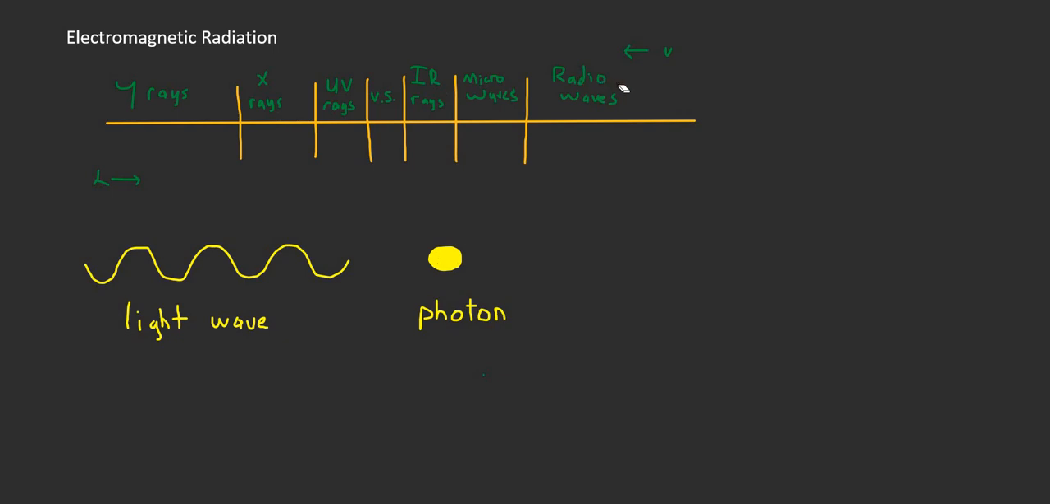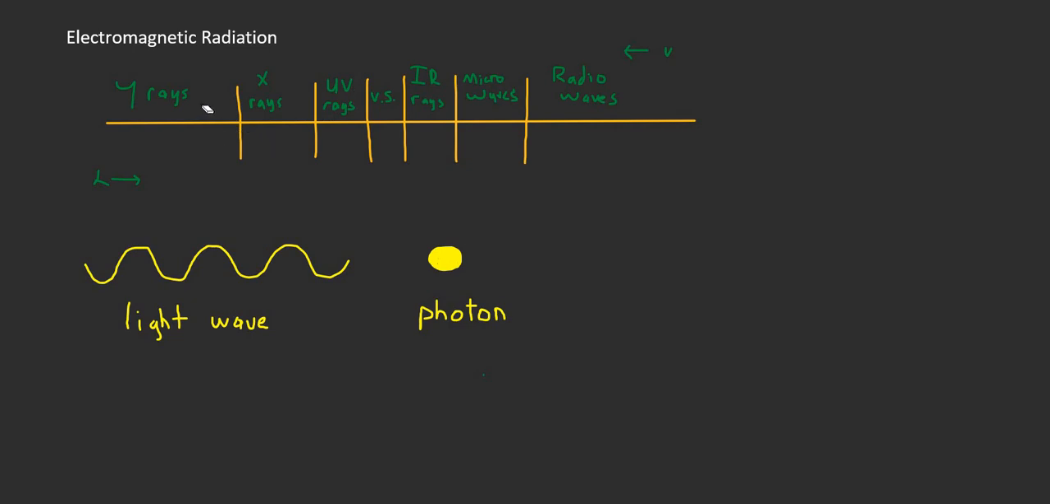And they're on a spectrum determined by frequency up here, so this symbol up here means frequency, and wavelength, which is represented by this symbol down here. So as you go this way on the spectrum, you are increasing your wavelength. And as you go this way, you're increasing your frequency. So wavelength and frequency are inversely related to one another. As you increase one, you decrease the other.